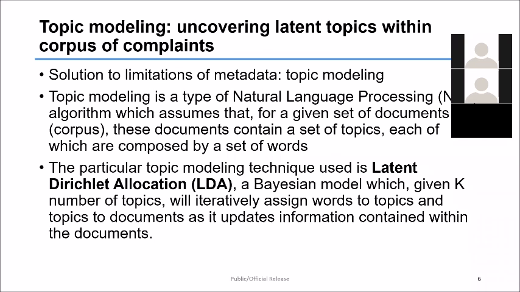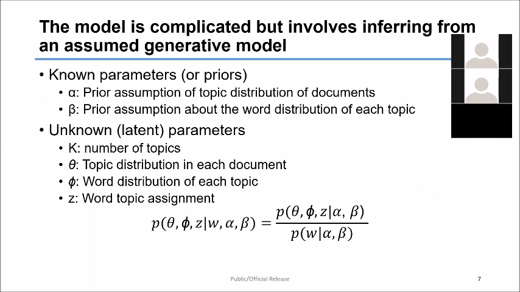So the solution that I've come up with is to use a natural language processing technique called topic modeling. And topic modeling, as with all natural language processing, takes unstructured data as text and converts it into data that can be fed into an algorithm to create some sort of result. In this case, it's called latent Dirichlet allocation, which is a Bayesian model which says that given a number of topics, it will iteratively assign words to topics and topics to documents as it updates data in those documents. Here it is formally.